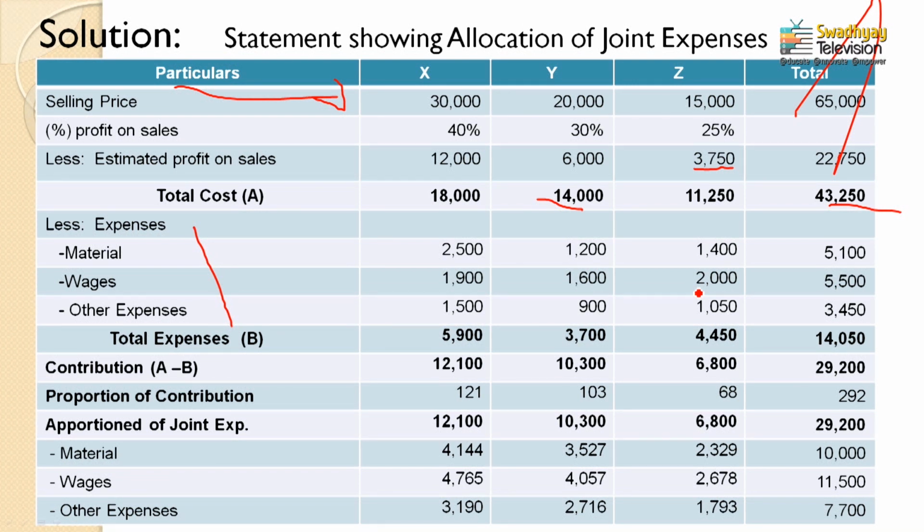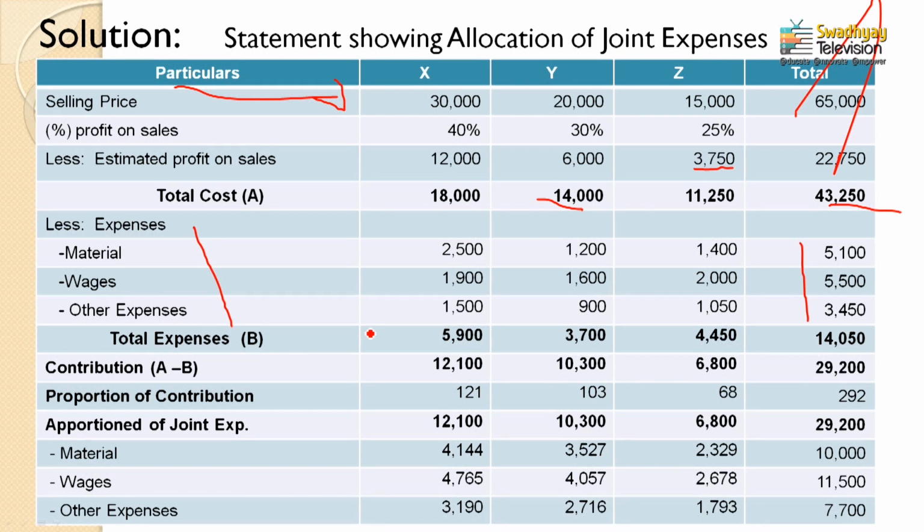Wages total of all the three products is 5,500, and the third expenditures given in this question are the other expenses: for X 1,500, for Y 900 and for Z 1,050. So this is the total amount of all the other expenditures, it comes to 3,450. Now see here, we will try to make a total vertically as well as horizontally.